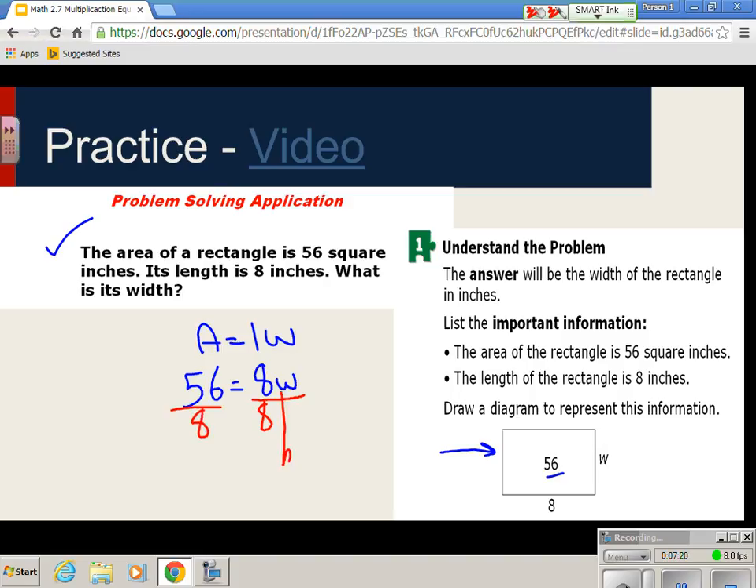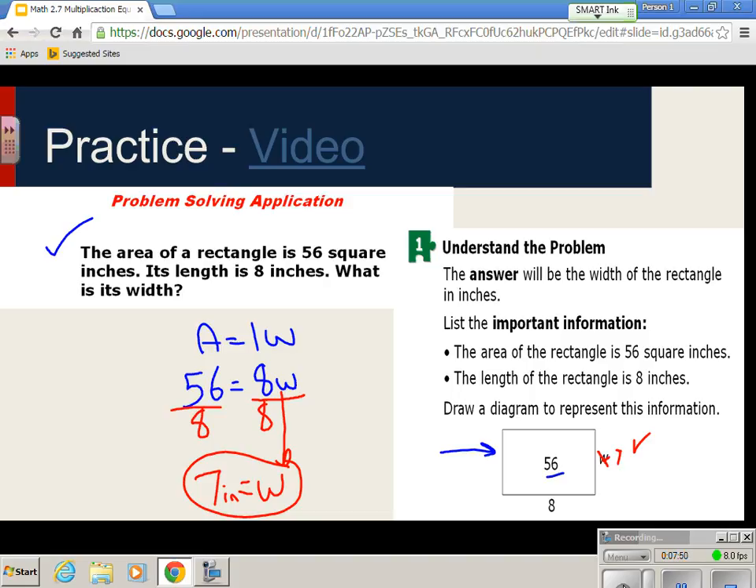So we just have to bring down the W, and we have to see how many times 8 goes into 56, which is 7. So the answer should be 7 inches, or 7 equals W. 7 inches equals W. Now how do we check? Let's put that 7 back over here. And if we do 7 times 8, we do indeed get 56. So if your answer was 7 inches, you did it correctly.